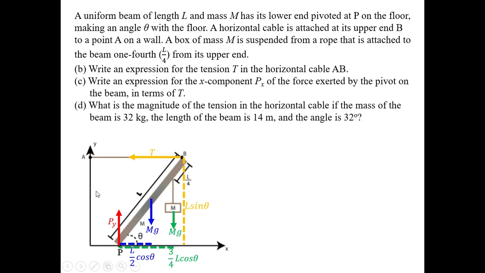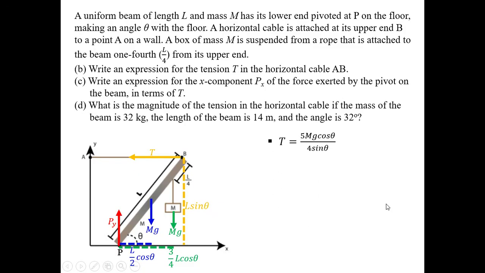D says now, what is the magnitude of the tension, if you're given that the mass of the beam is 32 kilograms, and the length of the beam is 14 meters, and then the angle here is 32. I do want to point out, while the length of the beam is given, if you kept up with the previous couple of slides, you notice that I cancel L out in my work when I set up torque. So while the length of the beam is given, you're really not going to need it.